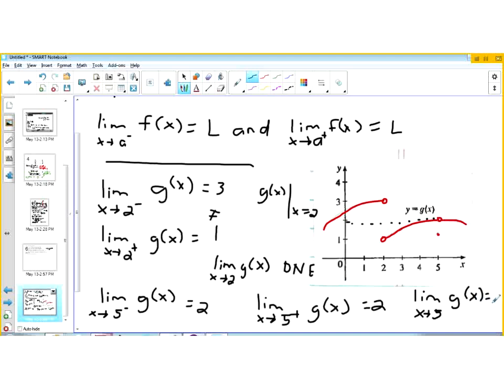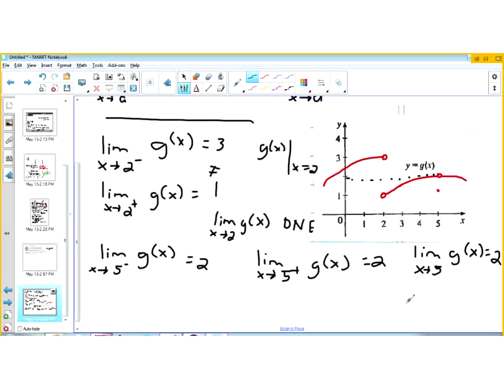So the limit exists for this, but what is g of 5 anyway? g of 5 appears to be somewhere around 1. So here's a case where the limit of a function is not the same as the function evaluated at the limiting value a. The limit as x approaches 5 of g of x is 2, but g of 5 is 1. So we run into these interesting cases.